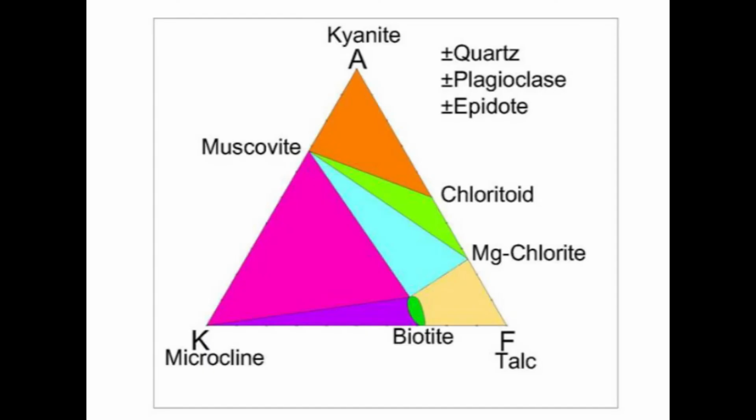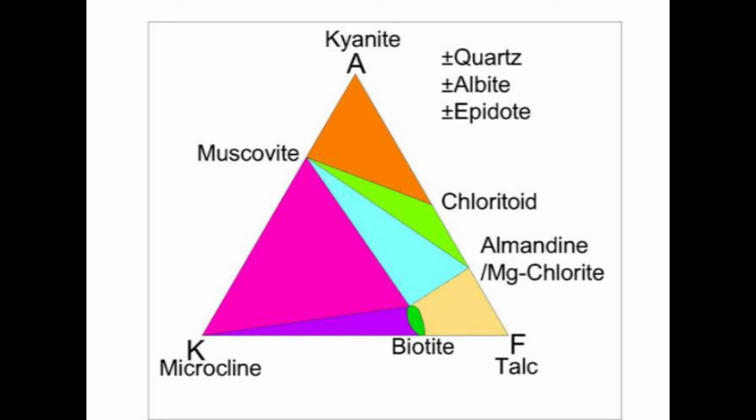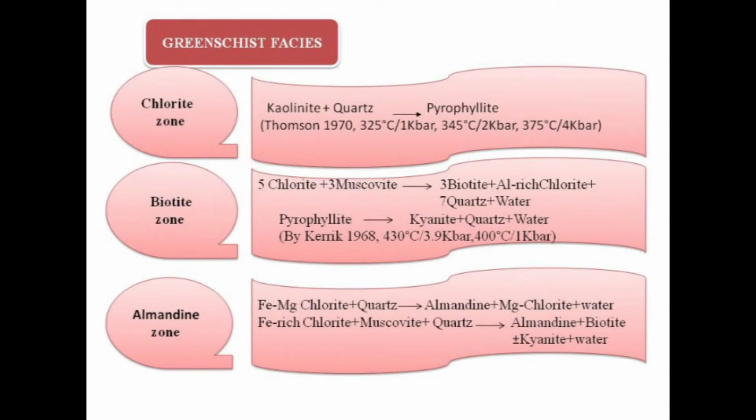Now come to the next higher zone, that is your almandine zone. The first appearance of almandine is indicated by the beginning of the almandine zone of greenschist facies. The important reaction: Fe-Mg chlorite plus quartz gives rise to almandine plus Mg chlorite plus water. Fe-rich chlorite plus muscovite plus quartz gives rise to almandine plus biotite plus or minus kyanite plus or minus water.